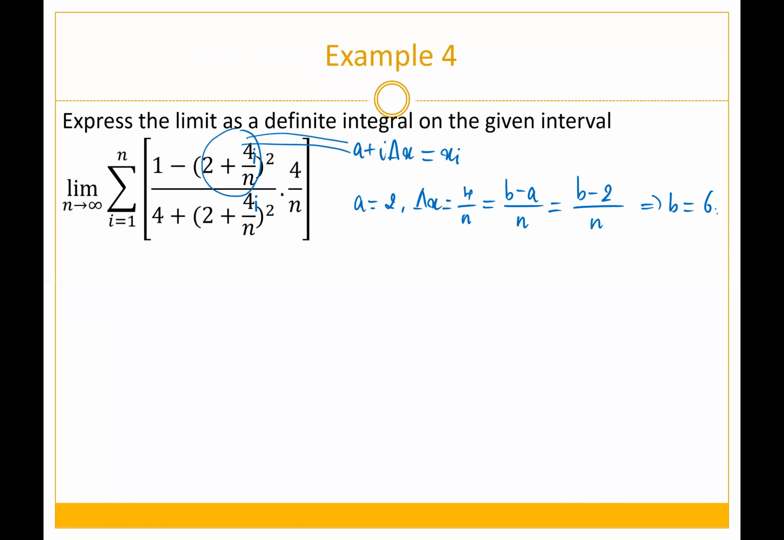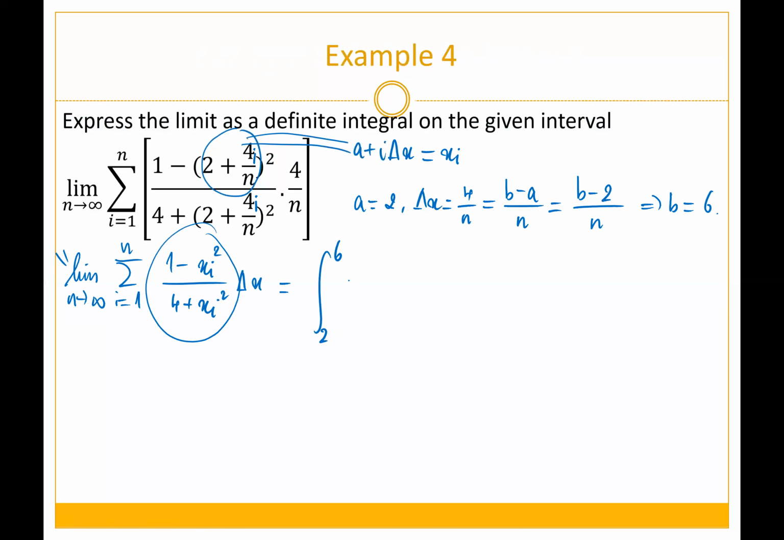Therefore, if you put this into the general form of the Riemann sum, you have 1 minus xi squared over 4 plus xi squared, delta x. Therefore, this is the integral going from 2 to 6. f(x) is going to be this one. So you have 1 minus x squared over 4 plus x squared dx. So this is the definite integral that we have to find.